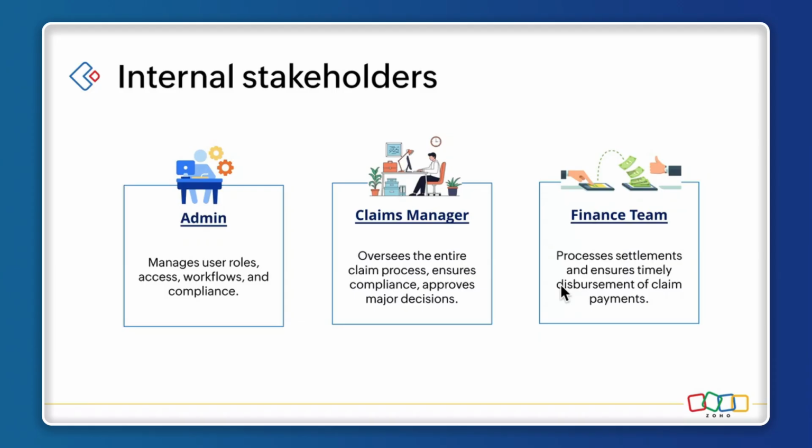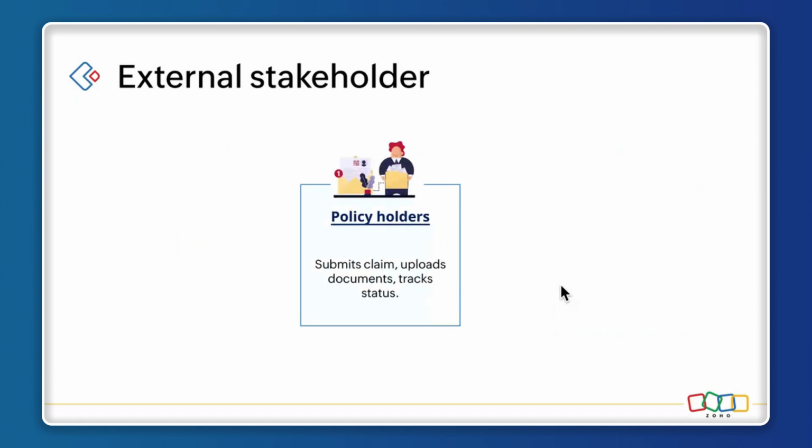Once the claim manager approves the particular claim, it goes to the finance team. The finance team, obviously, are the people who will be processing the settlement, and they notify the policyholders. These are the internal stakeholders of our application. And obviously, the external stakeholders are going to be the policyholders, who will be submitting the claim and checking the status of the claim. They will upload the necessary documents for the claim to be submitted. So all those things will be managed by the policyholders.